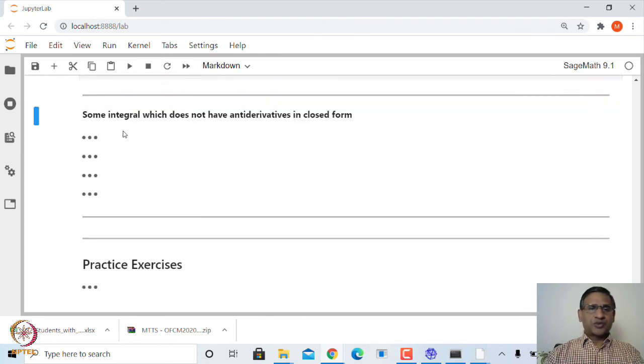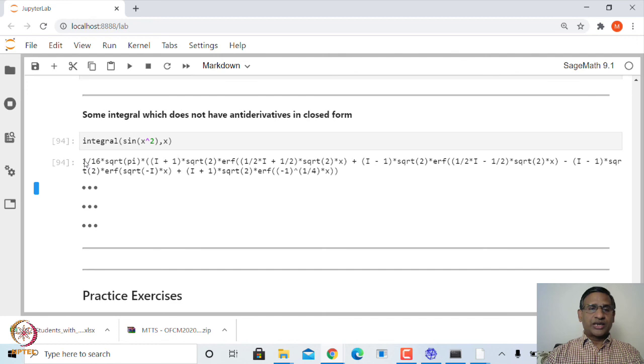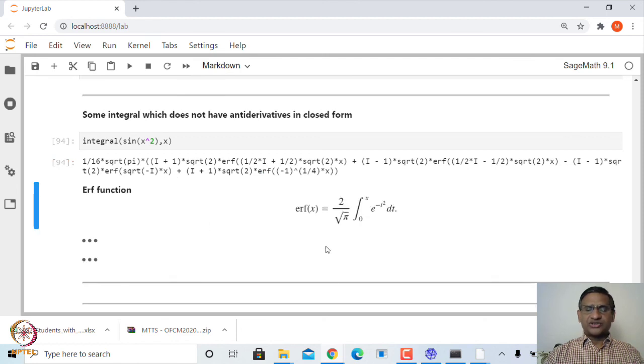So, we saw that some integrals do not have a closed form antiderivative. In that case, you need to find the numerical integral. Similarly, if you try to find, for example, the integral of sin x², this gives you something in terms of ERF, the error function, which is defined as ERF(x) = 2 upon square root pi times the integral from 0 to x of e to the power minus t² dt. Those who have done a bit of statistics would be aware of this function.